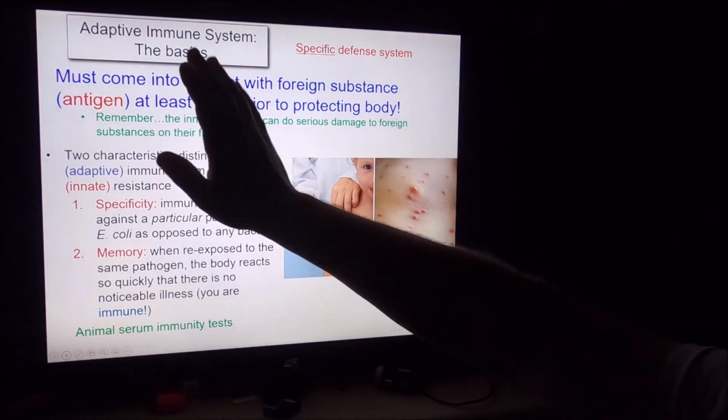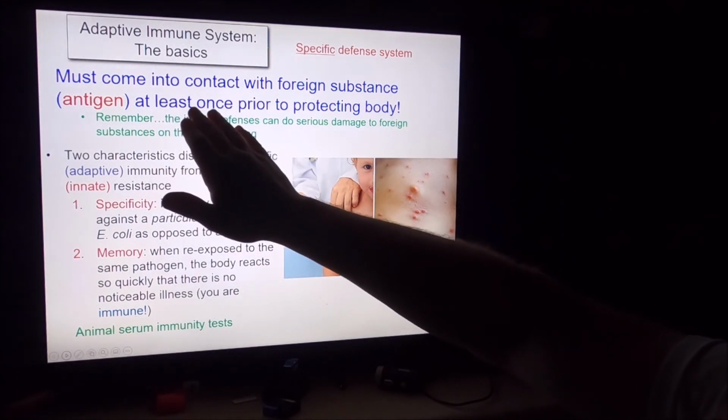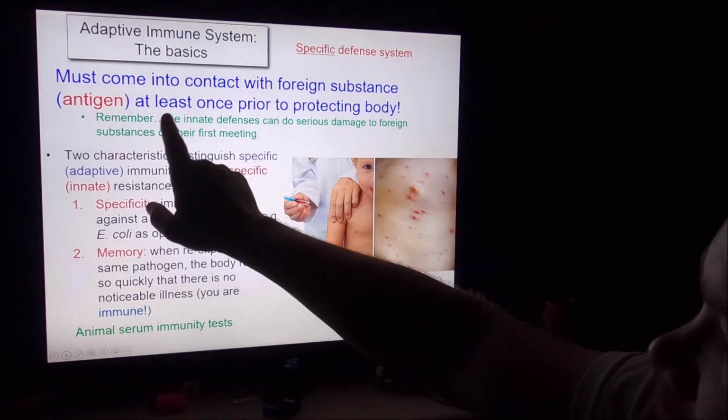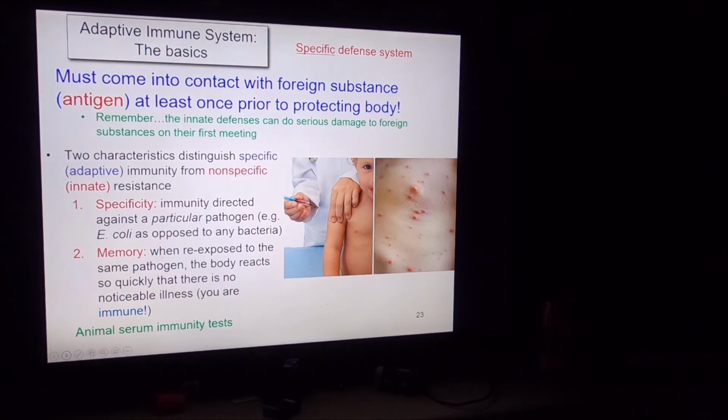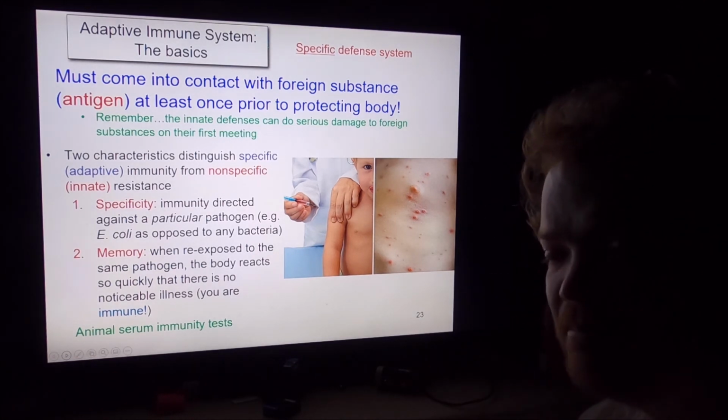The nature of this is your adaptive defenses must come into contact with foreign antigens at least once prior to being able to protect the body. And you see how I say at least once. One of the things I want you thinking about here is getting booster shots.